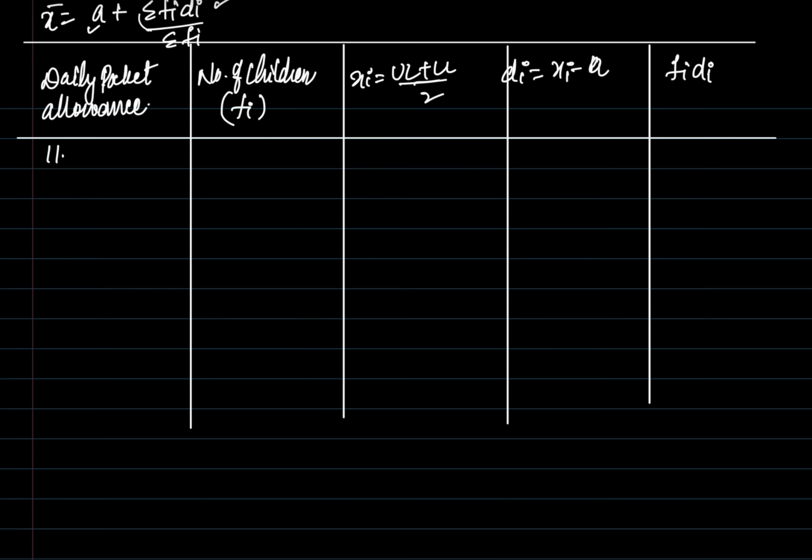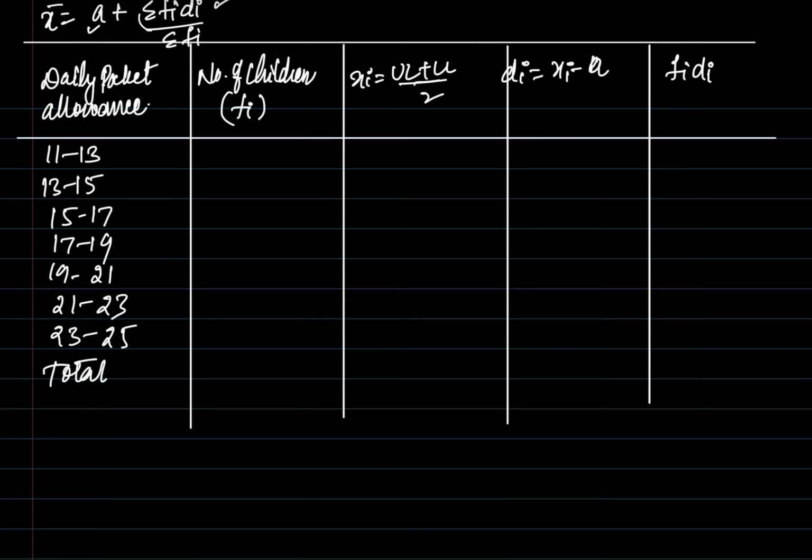The range is 11 to 13, 13 to 15, 15 to 17, 17 to 19, 19 to 21, 21 to 23, 23 to 25, and here we'll have a total. Okay, this is the total. Next, frequencies they have given as 7, 6, 9, 13, f, and 5, 4. So what you have to do, sigma fi value we have to find.